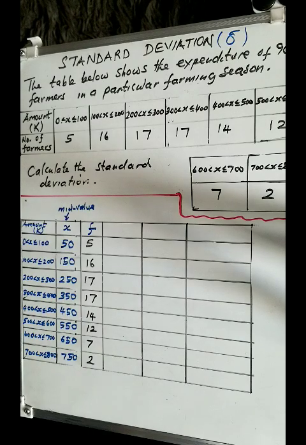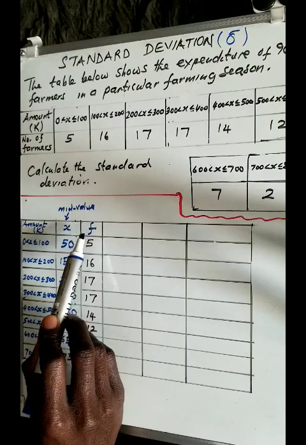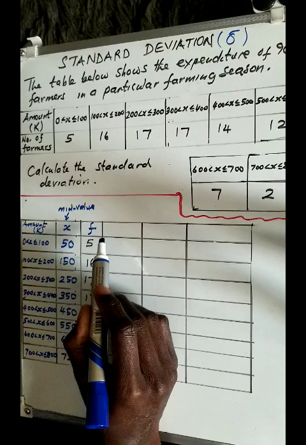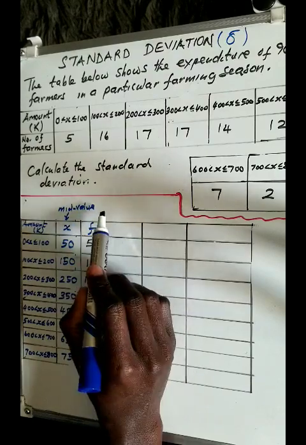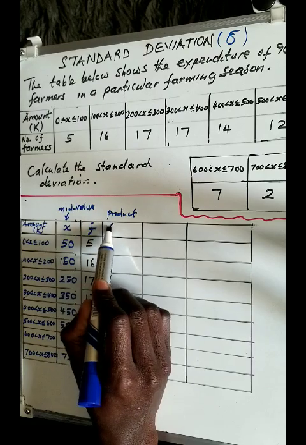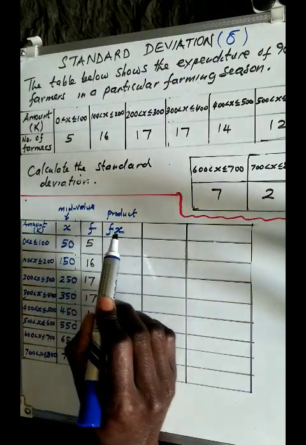Now the next thing that you're going to do is simply get the product of f and x. So in here we are going to have the product. What is the product? You multiply your frequency by the mid value there. So that is what you are going to get.